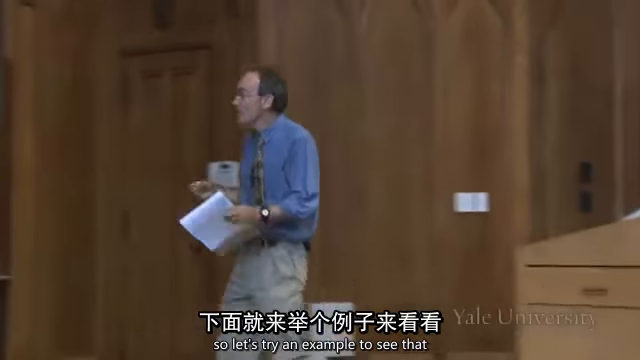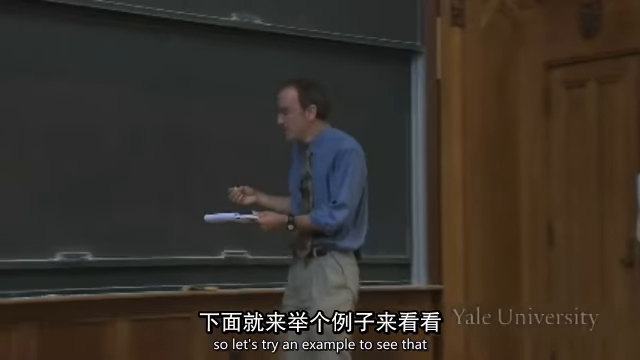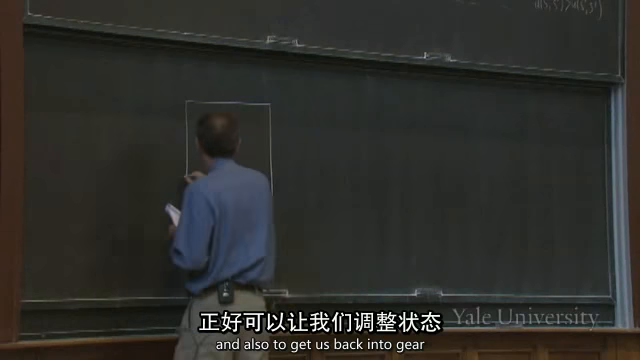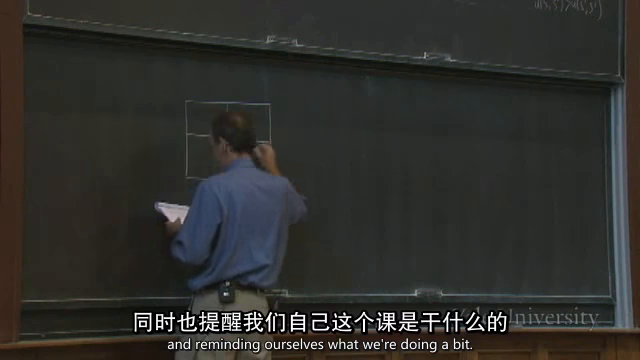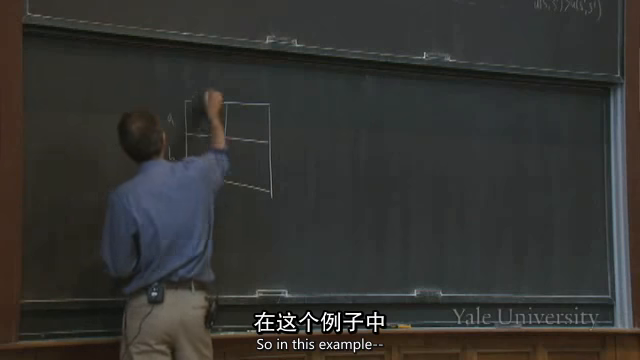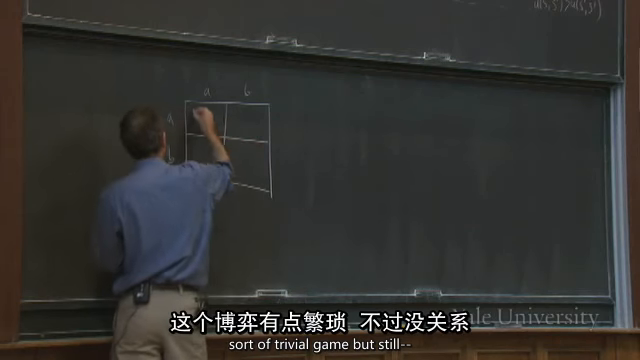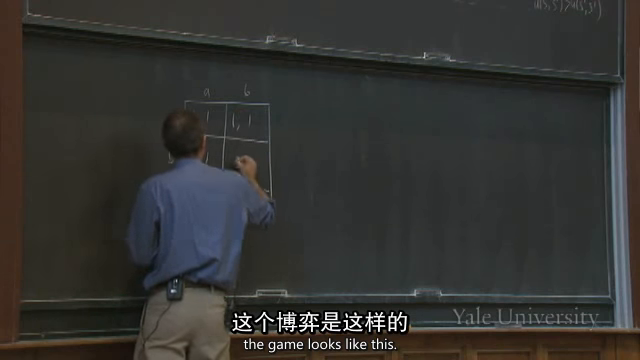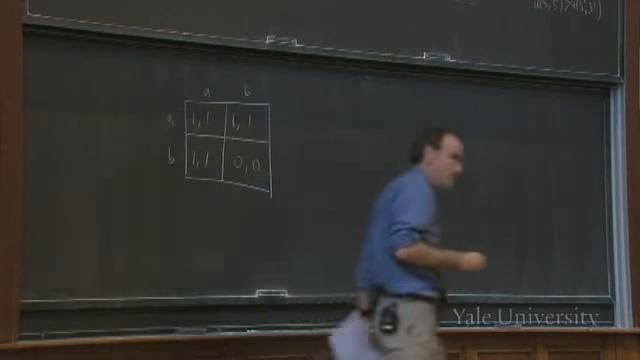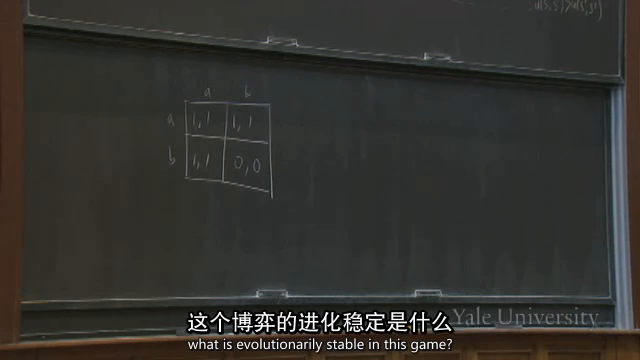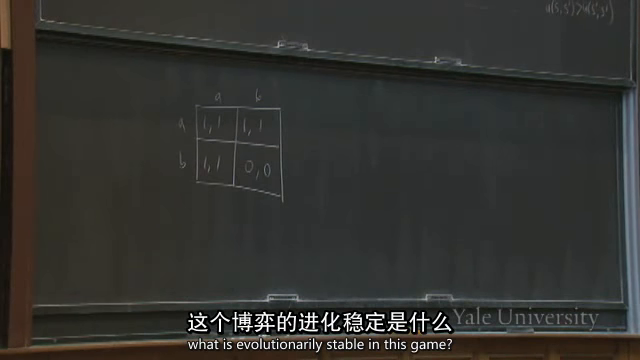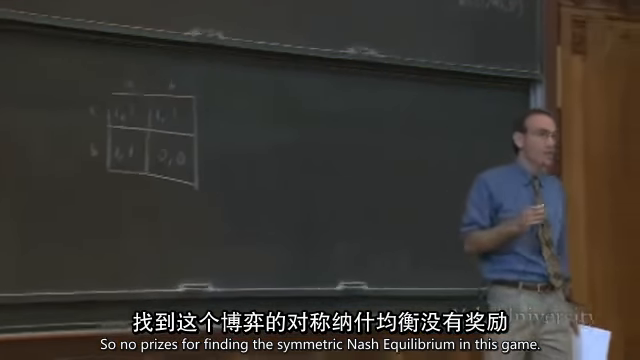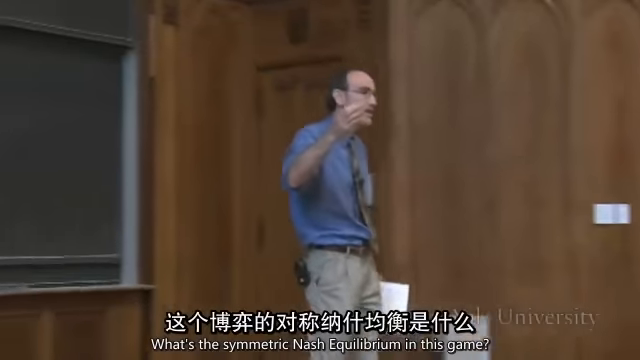All right, so let's try an example to see that, and also to get us back into gear and remind ourselves what we're doing a bit. In this example, it's a sort of trivial game, but still, the game looks like this. And we're asked the question, what is evolutionarily stable in this game? So no prizes for finding the symmetric Nash equilibrium in this game. Shout it out. What's the symmetric Nash equilibrium in this game?